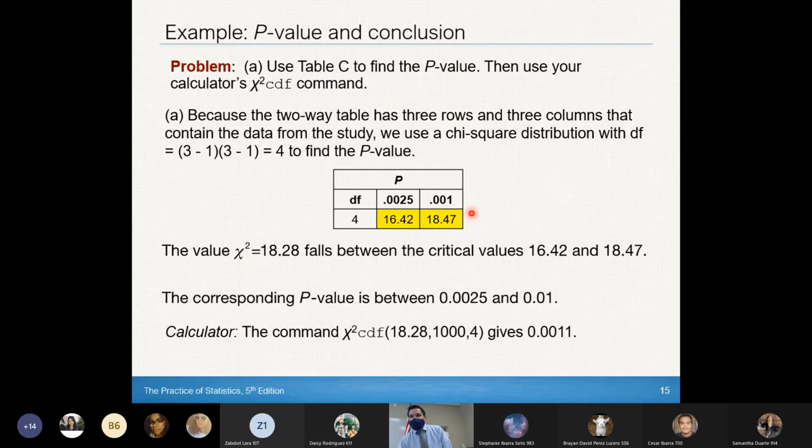Which, looking at the table, makes sense because 18.28 is really close to 18.47. So we should get a value pretty close to 0.001. So any questions about this step in the process?